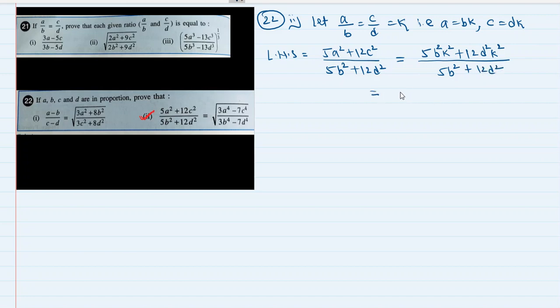So we get something common. K² comes common out of the numerator. We get 5B² + 12D² inside the bracket and we get 5B² + 12D² here. It gets cut. We get K² as LHS. Okay, now let's see what is RHS.